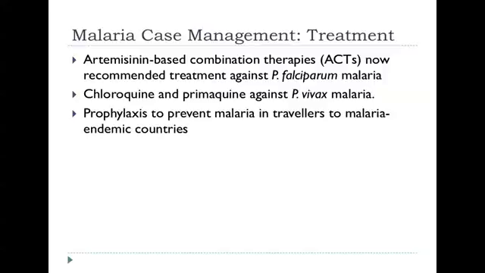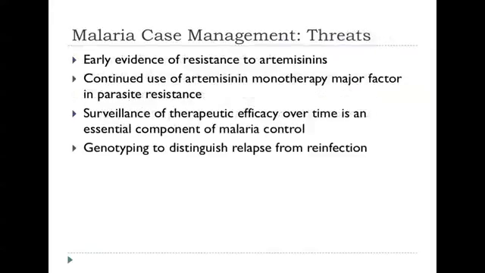This was one of those surprising turns: I think in the late 70s, early 80s, people realized that the Chinese herbal medicine did actually work, and in fact it was the most potent thing we had against malaria in terms of treatment. Chloroquine and primaquine are used against Vivax, and we give prophylaxis to prevent malaria in travellers. Prophylaxis doesn't work on a population-wide scale in areas where malaria is endemic.